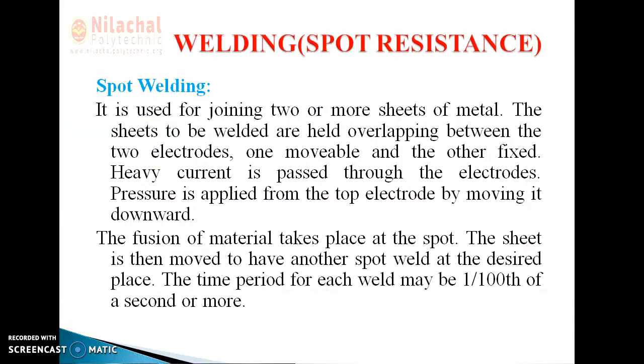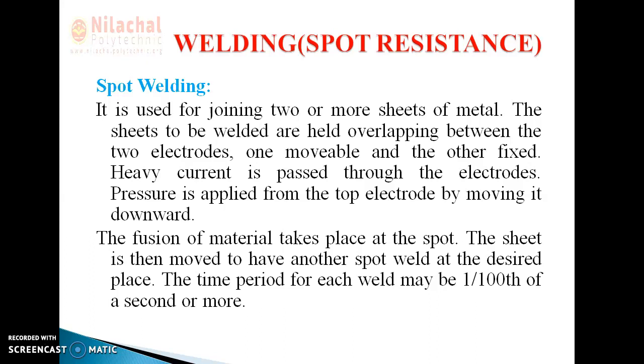Now we start with the first resistance welding process, which is named spot welding. And from the examination point of view, spot welding is very important also. It is used for joining two or more sheets of metal. That means we will talk about the resistance weld, the spot welding process.